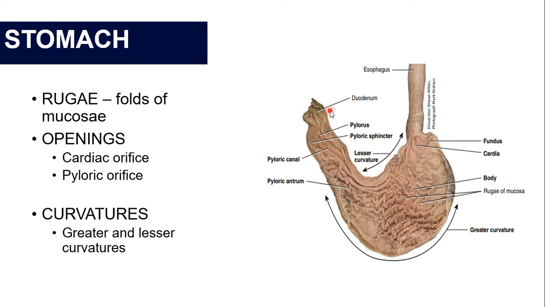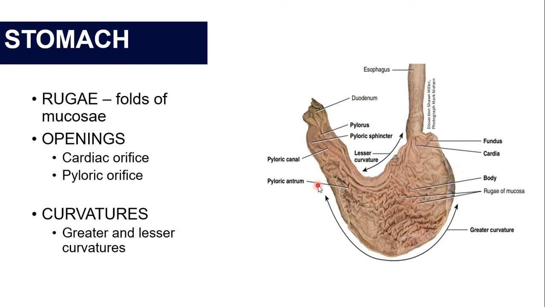Take note that the concave medial border of the stomach right here is called the lesser curvature. On the other hand, the convex border is called your greater curvature. The lesser curvature forms the right border of the stomach and extends from the cardiac orifice right here to the pylorus. It is suspended from the liver by the lesser omentum. Next, the greater curvature is much longer than the lesser curvature and extends from the left of the cardiac orifice right here over the dome of the fundus and along the left border of the stomach to the pylorus also.